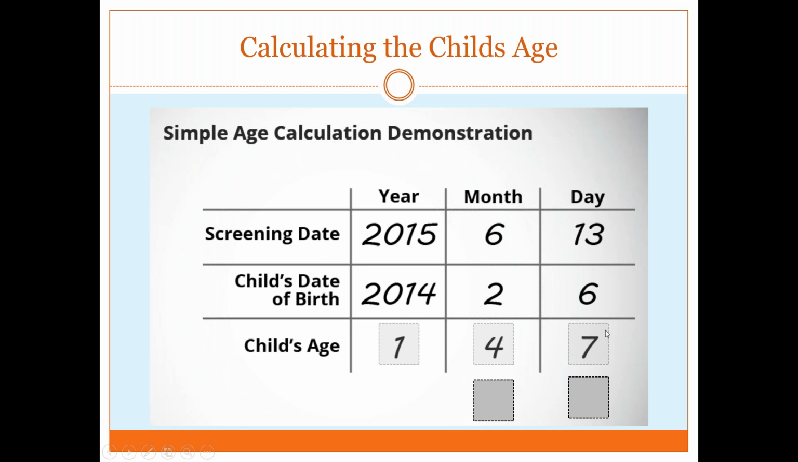For the purpose of the screening, everything is given in months. So we're going to go ahead and change this into months. 1 year and 4 months is 16 months total. 12 plus 4 is 16. And then also we just have our 7 days.